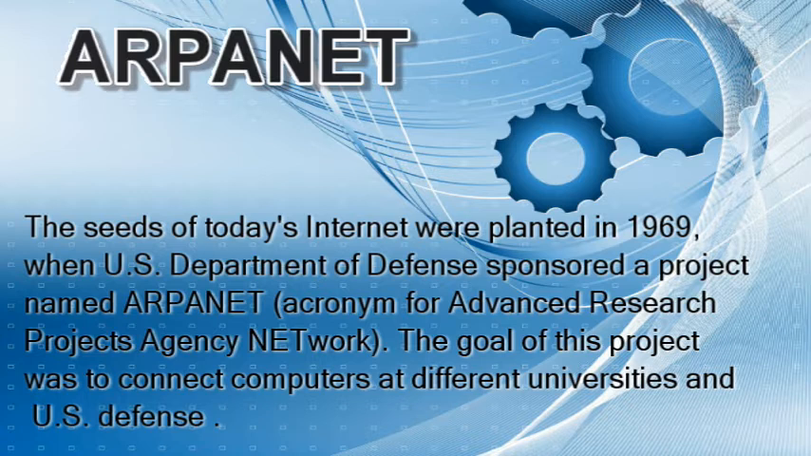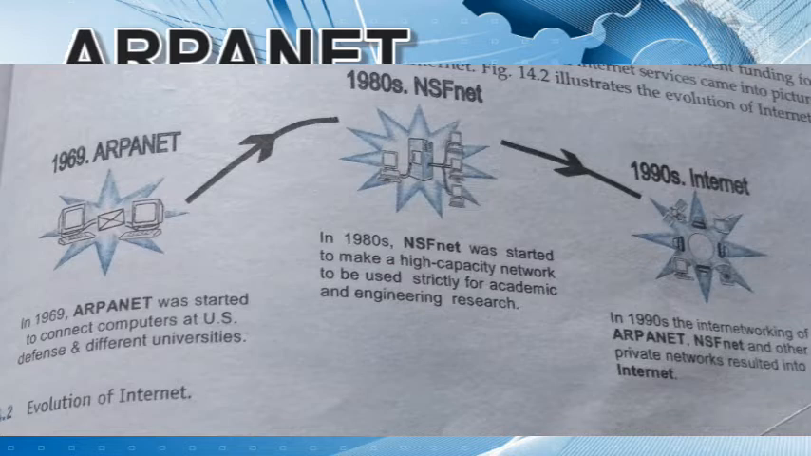So basically the seeds of today's internet were planted in 1969 when the US Department of Defense sponsored a project named ARPANET, Advanced Research Project Agency Network. The goal of this was to connect computers at different universities and the US Defense. Soon engineers, students and researchers were part of the system and began exchanging data and messages with each other. The ARPANET started with a handful of computers but it expanded rapidly. Another federal agency, the National Science Foundation, created a new network called NSFNET, which was more capable than ARPANET. So this is the basics when we are talking about ARPANET.